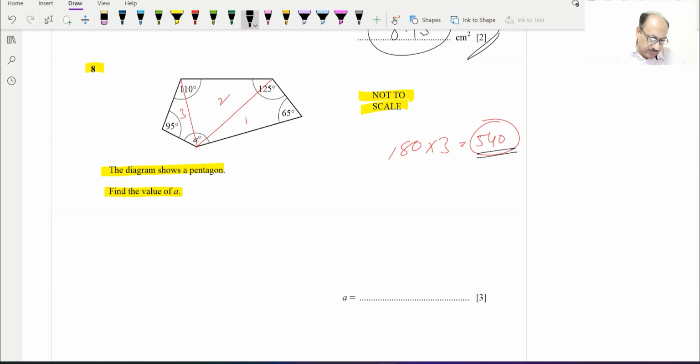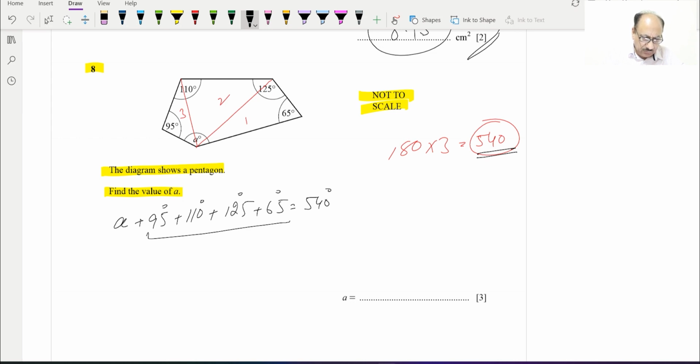So it will be, we'll start from here, A plus 95 plus 110 plus 125 plus 65 is equal to 540, and these are all in degrees. So we can find the value of A. If we add this whole thing, this will be adding up to 395. You can add and check, and this will be equal to 540.